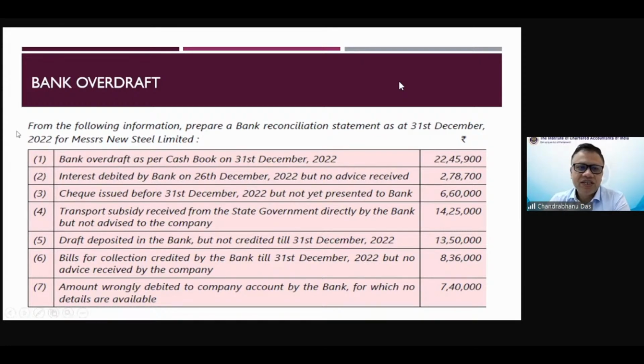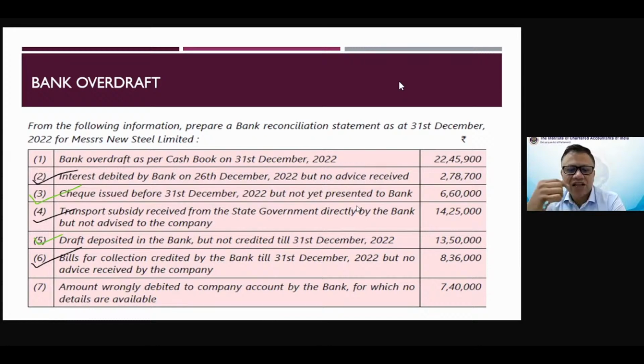Here we have a bank overdraft. I took a typical bank reconciliation statement where there is a bank overdraft. When there is a bank overdraft, it is a credit balance for the cash book. The black arrow shows interest which is debited by bank, but no advice received. That means known to bank, but not known to company. Check issued but not presented is known to the cash book. Transport subsidy received from state government is known to bank. Draft deposited in bank, not credited, is like checks deposited, not credited.